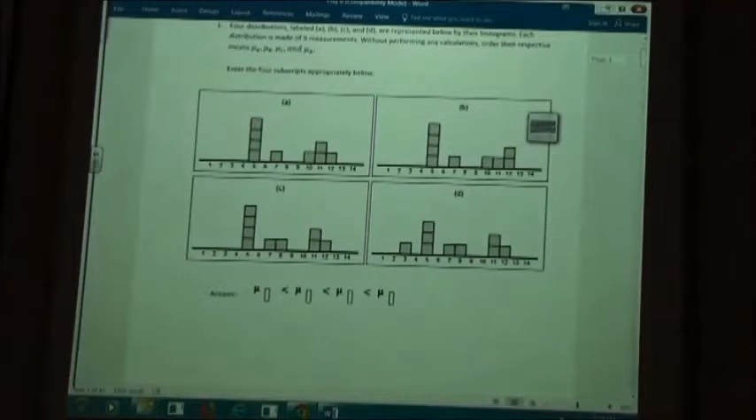So when I'm looking at the mean, the mean is the average. I start looking at the higher numbers first. If I have more higher numbers, my mean is going to be bigger, right?